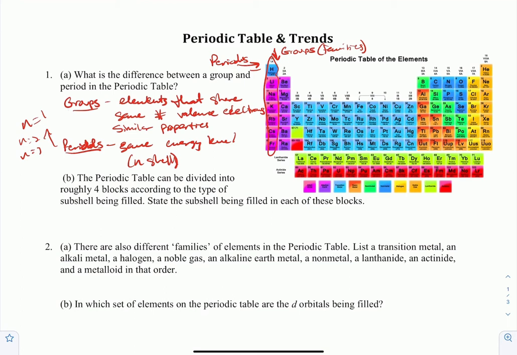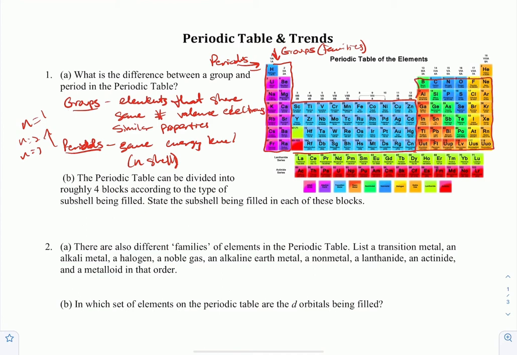Okay, 1b. The periodic table can be divided into roughly 4 blocks according to the type of subshell being filled. State the subshell being filled in each of these blocks. All right, so hopefully you understood from our last video when we were doing electron configurations that there were these 4 blocks that we used to designate where the electrons were going.